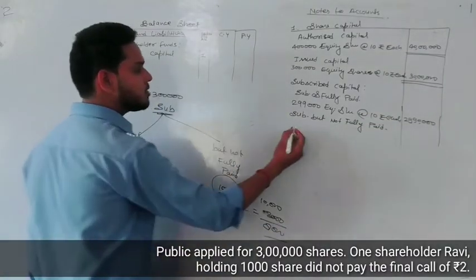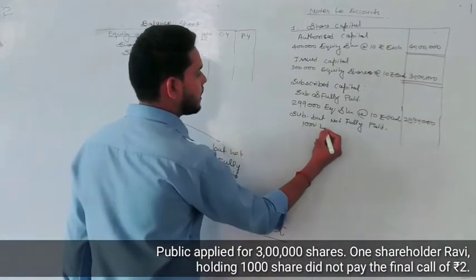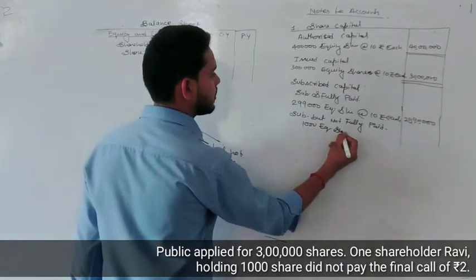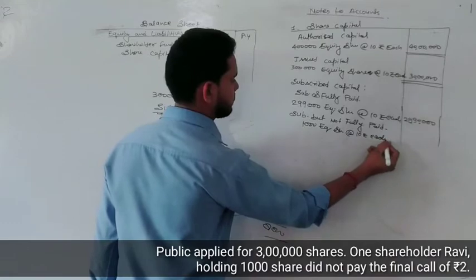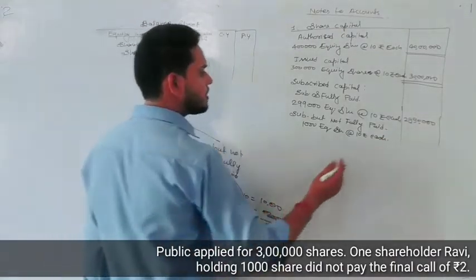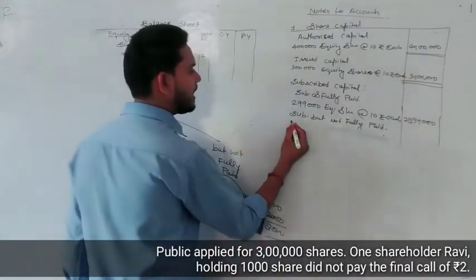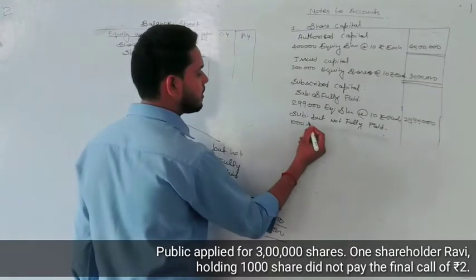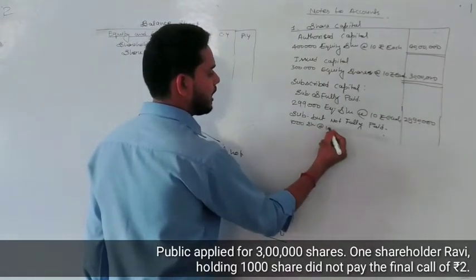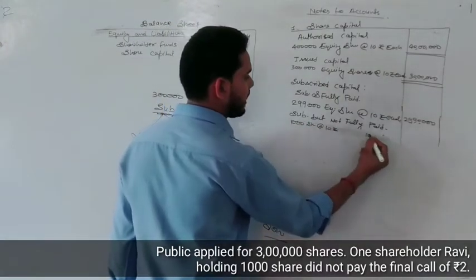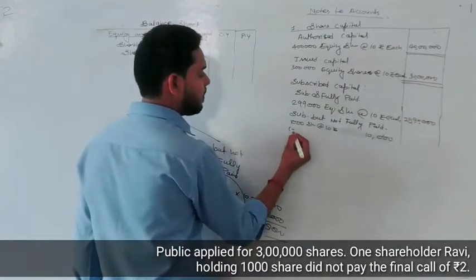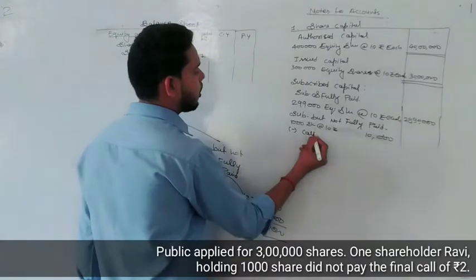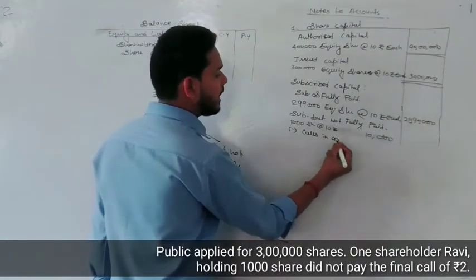So there are 1000 equity shares at the rate of 10 rupees each. Okay, so how much will this be, sir? One moment. We will write it here: 1000 shares at the rate of 10 rupees, so it will be 10,000. We will write this in the inner column only, right? Then we will make minus calls in arrear.